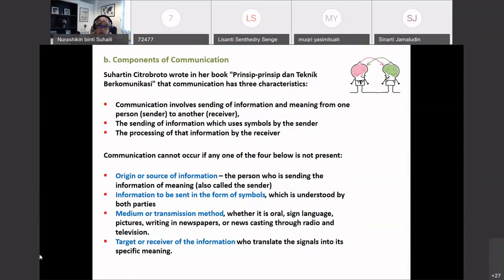So there must be information, right? And so this is actually an important component of what makes a communication. Information to be sent in the form of symbols or whatever, like how we're going to present the information. It can be symbols, it can be audio, it can be in the form of a written report. So it's like the form of the information, how it is going to be communicated.